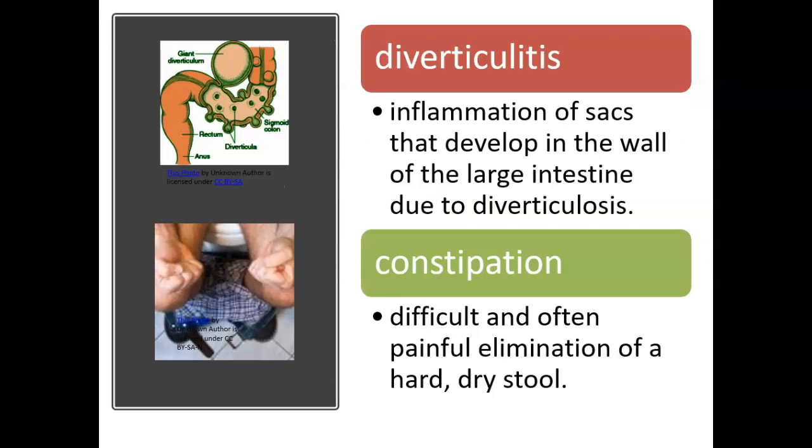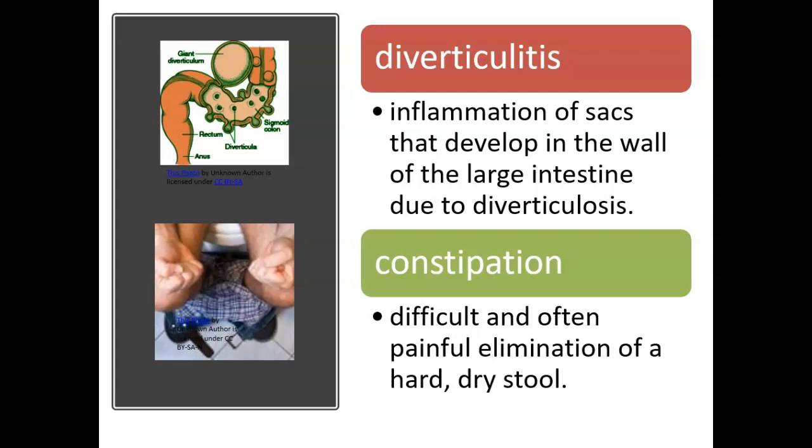Some conditions that are problems of the GI tract, one is diverticulitis. It is inflammation of sacs that develop in the wall of the large intestines due to diverticulosis. That first picture is a diverticula. You can see the little pouches. And that's why somebody who has that can't eat seeds and popcorn, because those little fragments can get caught in those little pouches, and then they get inflamed and infected.